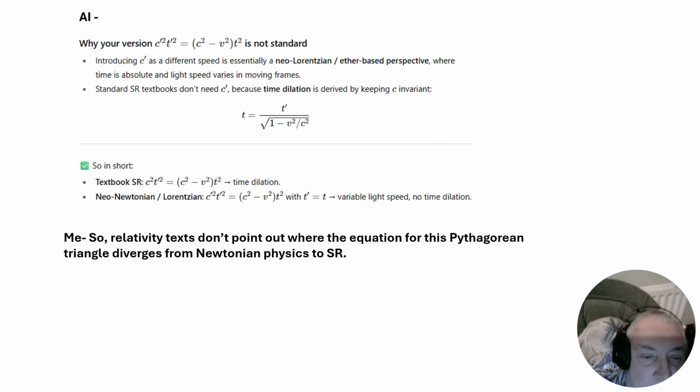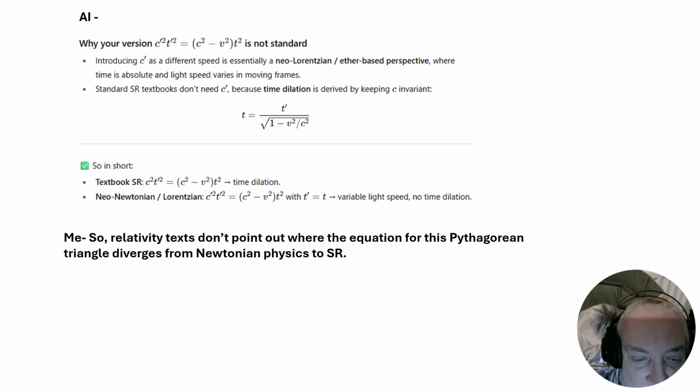So AI goes on to point out that my foundational equation is not standard. It's not something that the texts usually mention. Introducing c prime as a different speed is essentially a neo-Lorentzian, ether-based perspective where time is absolute and light speed varies in moving frames. Standard special relativity texts don't need c prime because time dilation is derived by keeping c invariant, i.e. they're using c is equal to c prime.